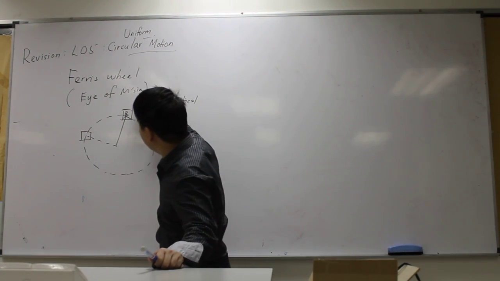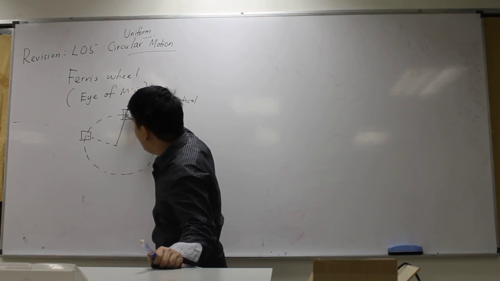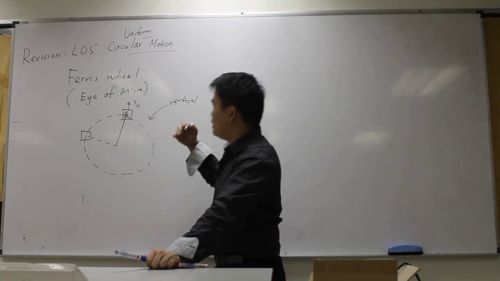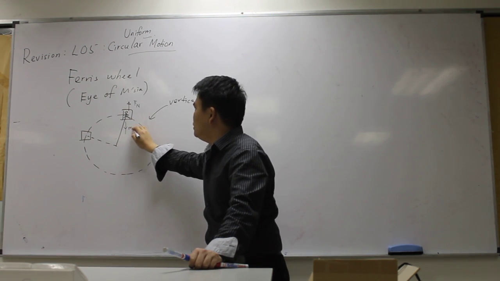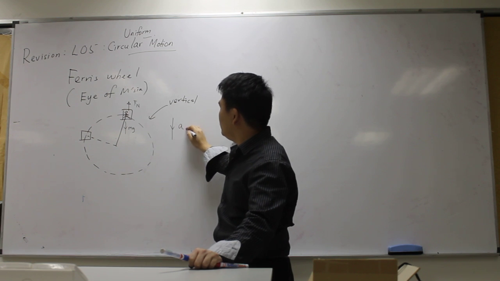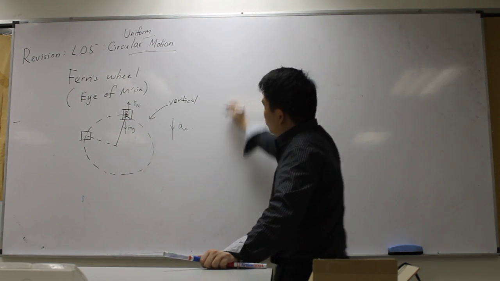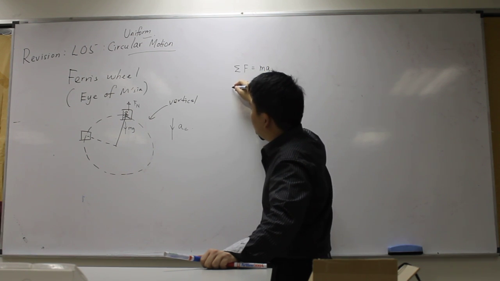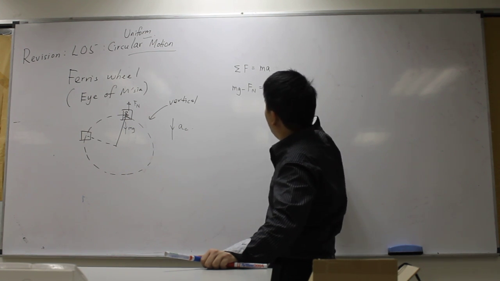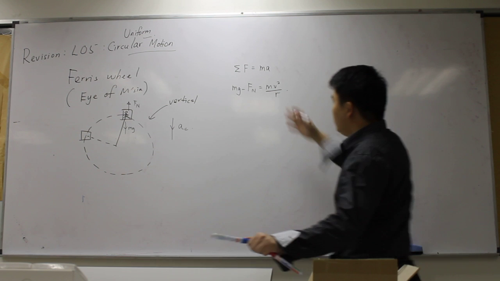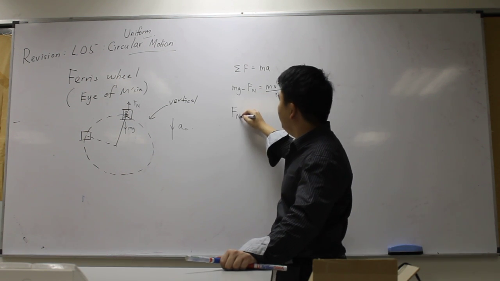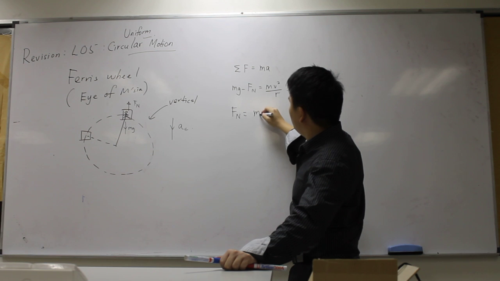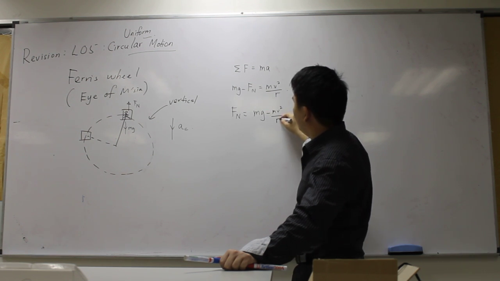Let's see. And here, first, the force acted on this guy, of course we have the normal force. Next, the mg itself. As a result, the acceleration is going downward. So we still use sigma F equal to ma, and in this case it is mg minus Fn equal to mv squared over r. Then we rearrange it. Fn is mg minus mv squared over r.